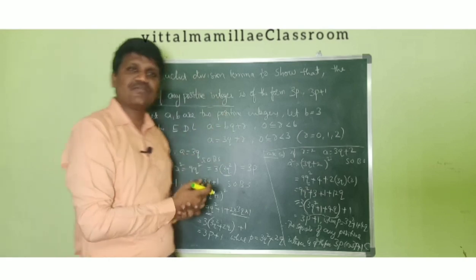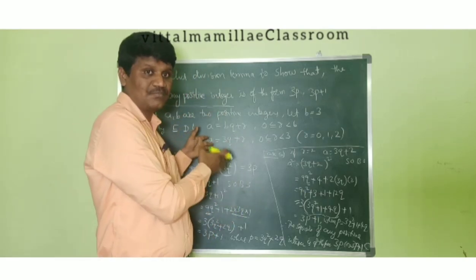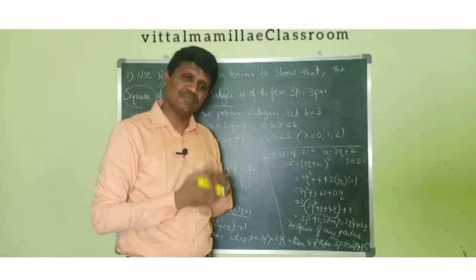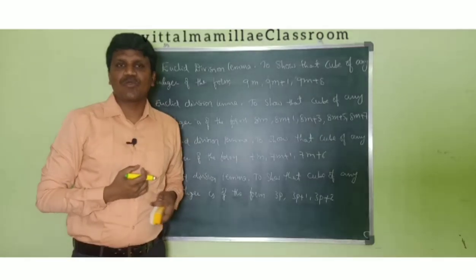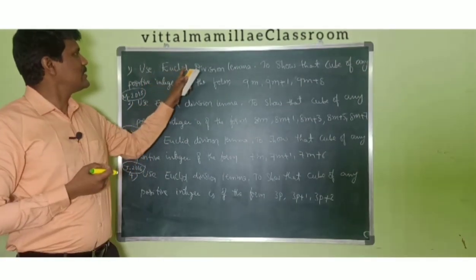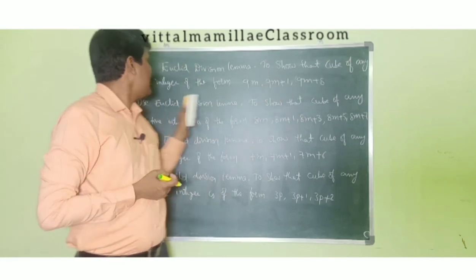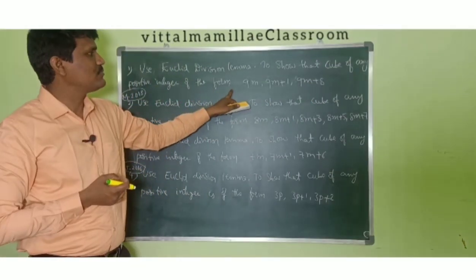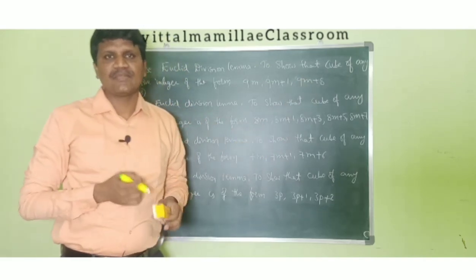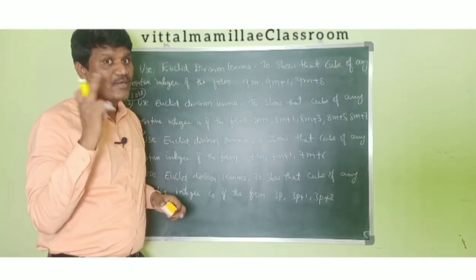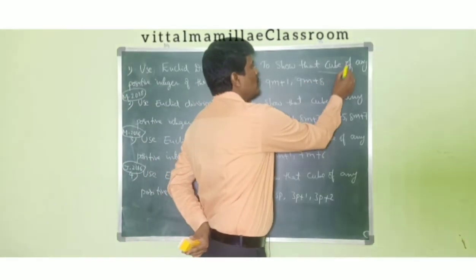Cube of any positive integer is of the form... So as of now we have seen square of any integer of the form. Next let us see cube of any integer as the type of problem. Use Euclid division lemma to show that cube of any positive integer is of the form 9m, 9m plus 1, 9m plus 8. Here the most important thing is use Euclid division lemma to show that cube of any number.